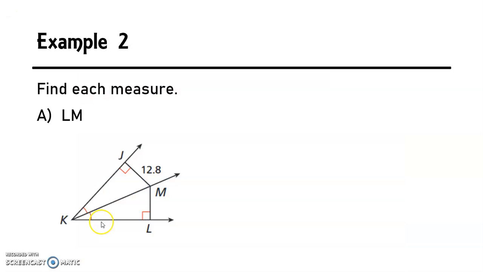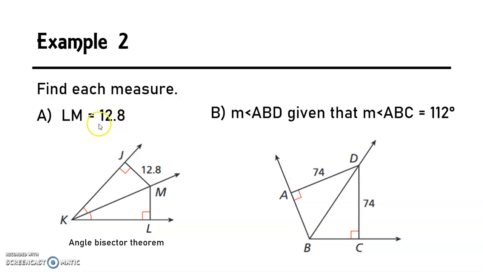Let's take a look. Okay, in this case, they wanted us to find the measure of LM, which is this segment here. Please note that they've said that the angle is bisected. They said this part here is equal to this part here. So what that means for us is that JM and ML are equal. So ML is 12.8, and we know that because the angle was bisected. So this is the angle bisector theorem. So my final answer for part A is that LM is 12.8 because of the angle bisector theorem.